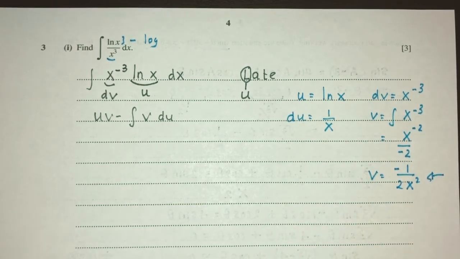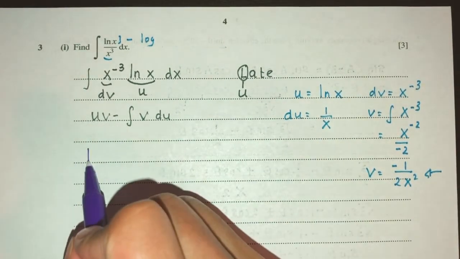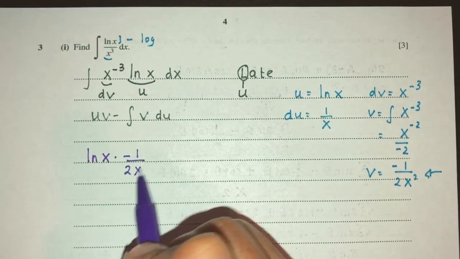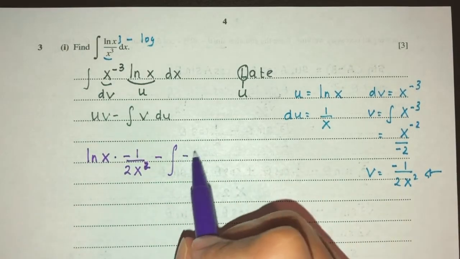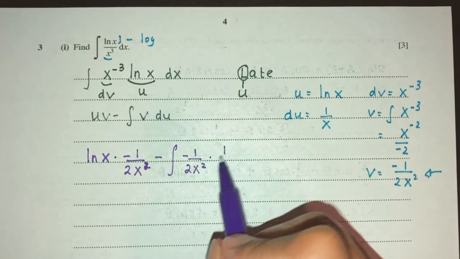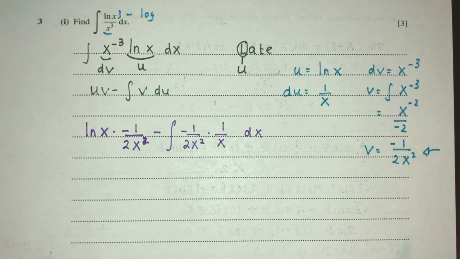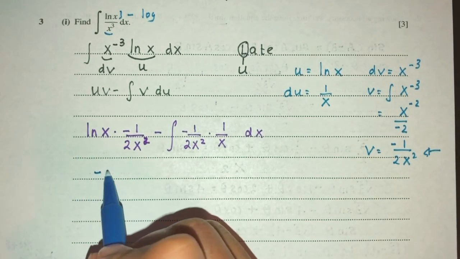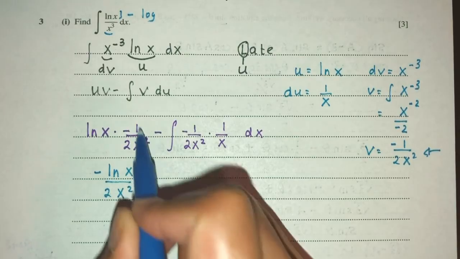Next step is to replace all these values back into this equation. So u is ln of x times v, which is minus 1 over 2x squared, minus the integration of v, which is this one, times du, which is 1 over x, and we integrate with respect to x. Now we have to simplify one by one. Here we can put this one in front. You will have minus ln of x over 2x squared for this one.